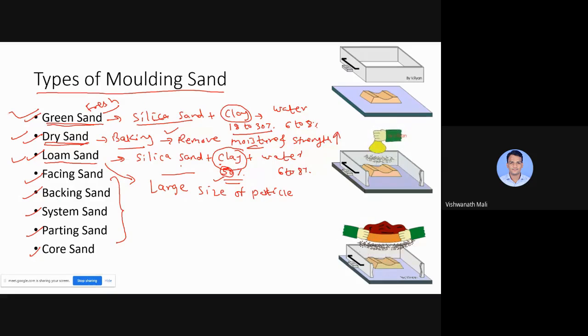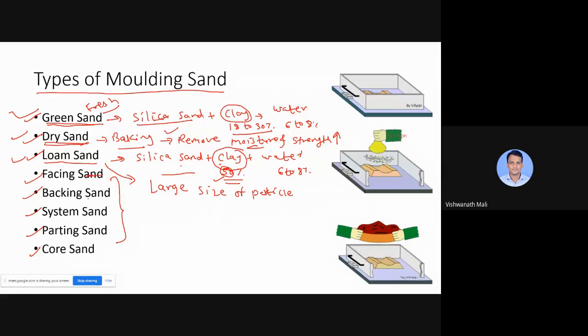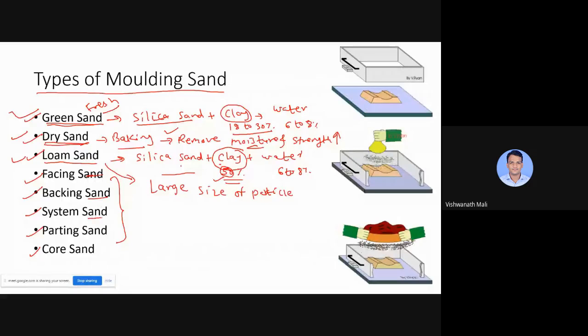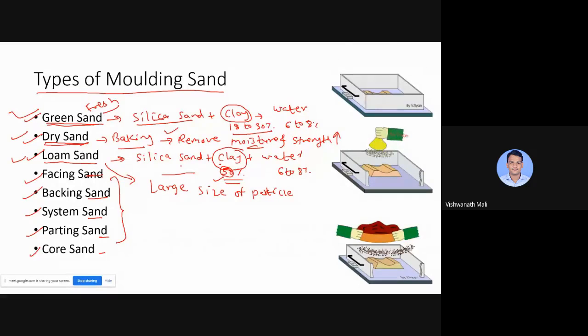Next types are facing sand, backing sand, system sand, parting sand, and core sand. What is facing sand? So facing sand means what? Whatever the pattern is there.